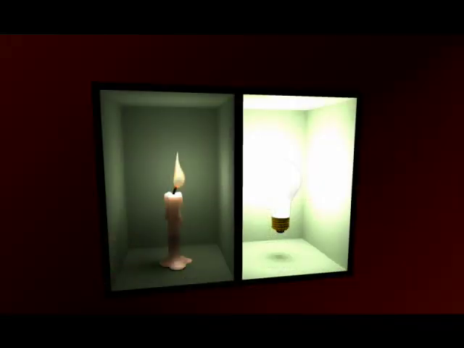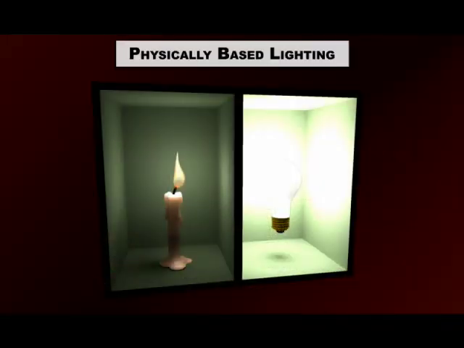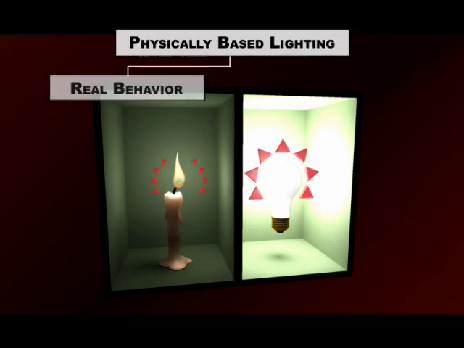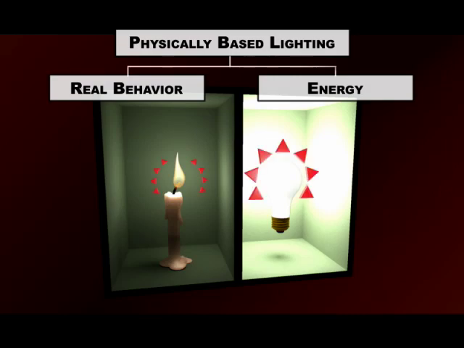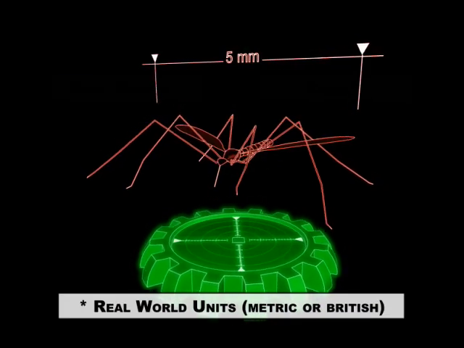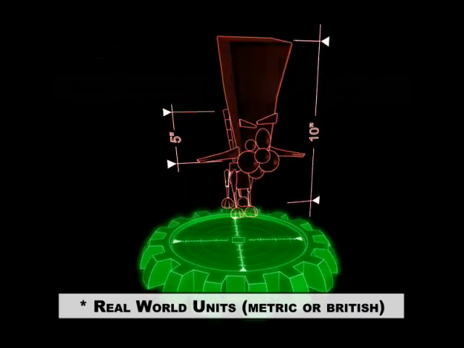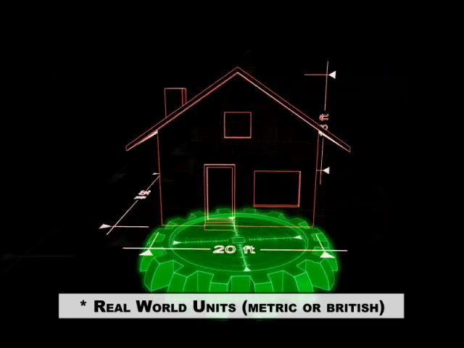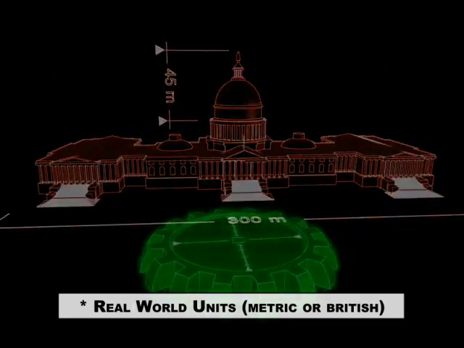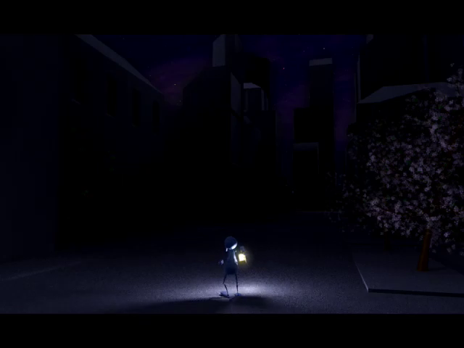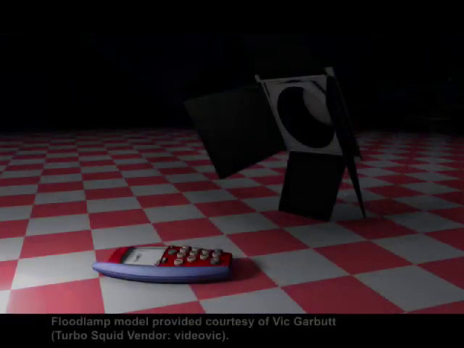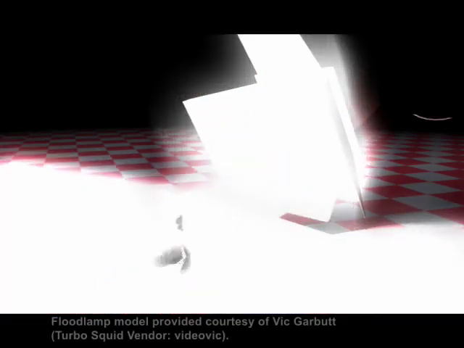Before starting, remember that lighting in Mental Ray is physically based. This means that it simulates real light behavior and energy. It's important to create your scene using real-world units and sizes. A light bulb can't light up a city, while a powerful light can overexpose a small environment.